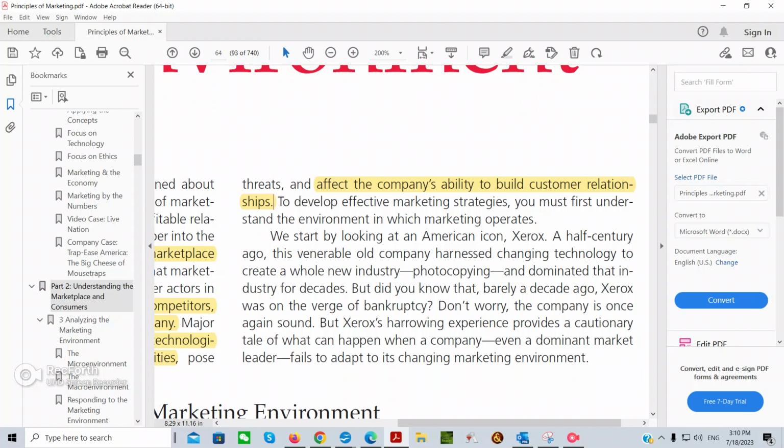For example, we started looking at the American icon Xerox. A half century ago, the venerable old company harnessed changing technology to create a whole new industry of photocopying and dominated that industry for decades. But did you know that barely a decade ago, Xerox was on the verge of bankruptcy? Don't worry, the company is once again sound, but Xerox's harrowing experience provides a cautionary tale of what can happen when a company, even a dominant market leader, fails to adapt to its changing market environment.